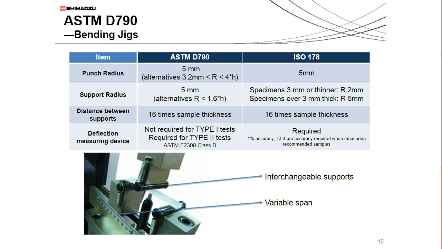Both standards require deflection measurement accuracy of 1% and a distance between the supports of 16 times the sample thickness. Shimadzu's standard 3-point bending jig for plastics comes with both interchangeable supports R2 and R5 so that you can comply with both standards.